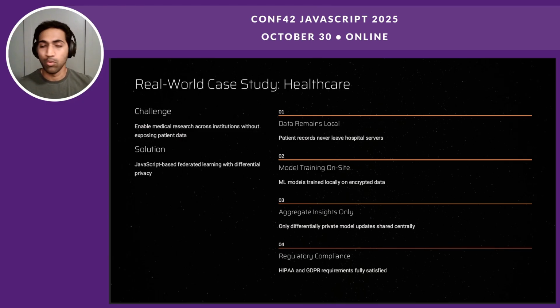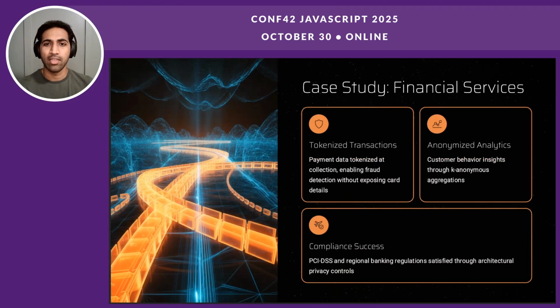Let's talk about one more case study, and this one is financial services. In financial services, we implemented tokenization at the point of payment collection. So card details are immediately tokenized as soon as they are collected, enabling real-time fraud detection without exposing actual card numbers. So we basically tokenize that information and send it to the back office for quick real-time analytics using streaming pipelines. And at the same time, customer behavior analytics run on anonymous aggregations, providing valuable insights while protecting user privacy.